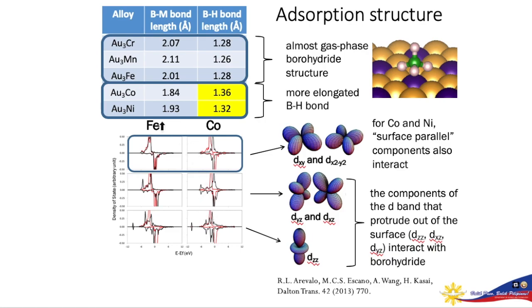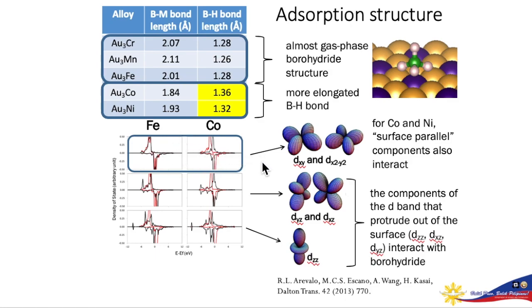Here we see that for the case of both iron and cobalt, there's a change in the partial density of states between before and after the adsorption of borohydride, while for the surface parallel components, the change in this particular component of the d-band is only seen for the case of cobalt.